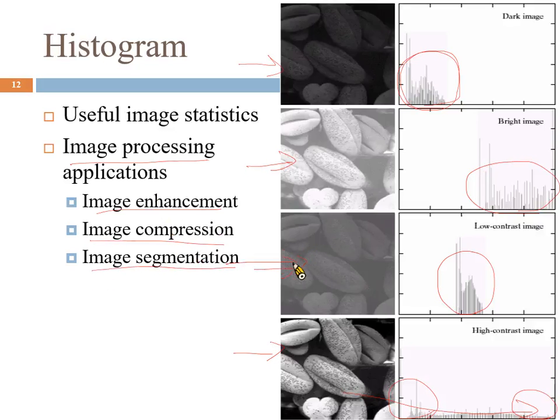If we try to enhance the contrast of this image, the most intuitive way is to transform this histogram to this histogram. We just make the distribution more spread out so that we can obtain a higher contrast image. If you have taken the digital image processing course, image enhancement or image segmentation would be one of the homework assignments you have to do.